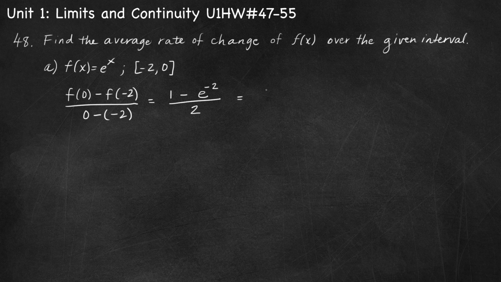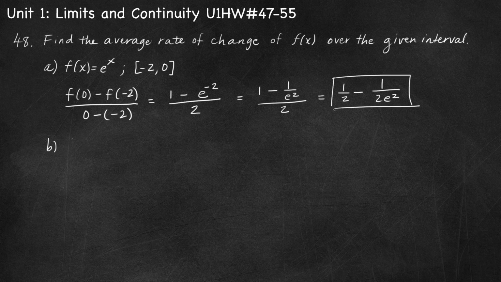If we want to simplify this, it's 1 minus 1 over e squared, all of that divided by 2. Or we could say 1 over 2 minus 1 over 2e squared. I just divided each term by 2.